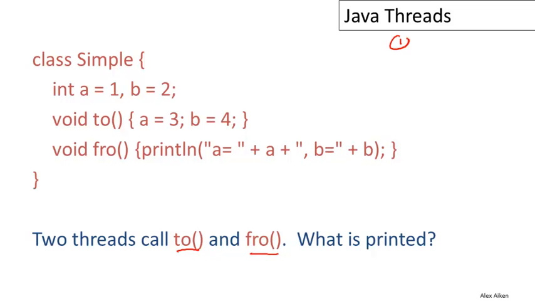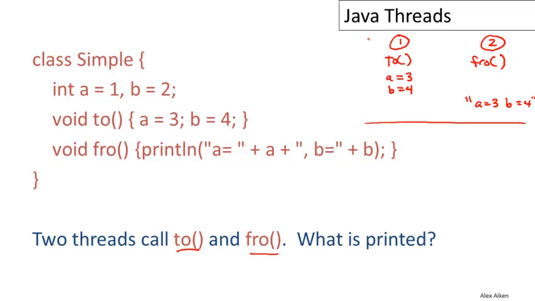Let's say we have thread 1 and we have thread 2. Now thread 1 is going to invoke the method to, and thread 2 is going to invoke the method fro. So one possibility here, let's say that to gets to run all the way to completion before fro executes anything. Then we'll have a equals 3 and b equals 4. Then fro will run and it will print out the string a equals 3, b equals 4. So that's a relatively simple, straightforward case.